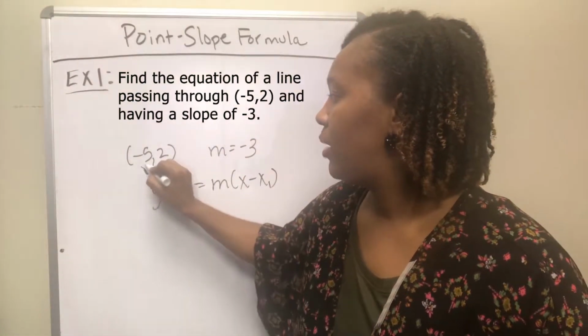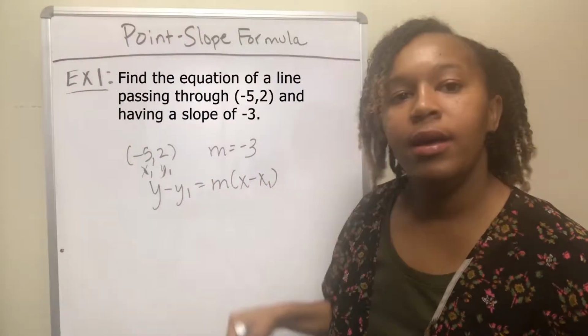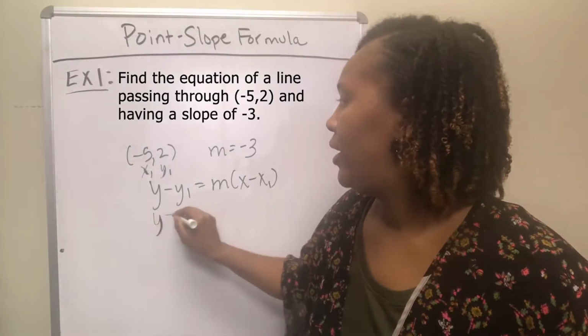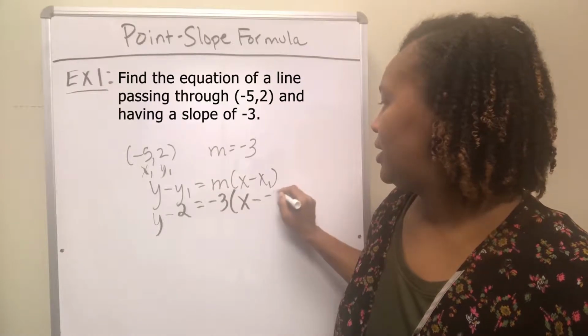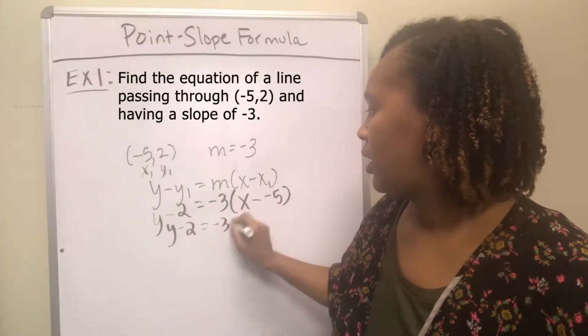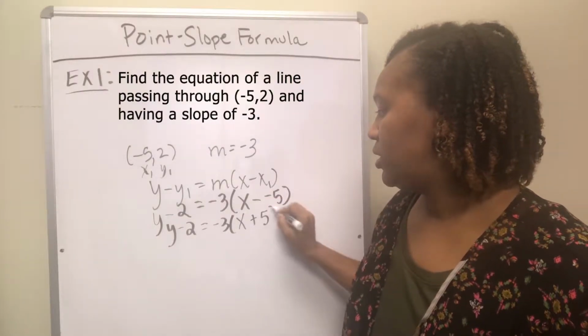That means you need to label your point x1, y1, and now you just plug in x1, y1, and m, negative 3, into your formula. So y1 is 2, m is negative 3, and x1 is negative 5. So you get y minus 2 equal to negative 3 times x minus a negative 5 becomes plus 5.